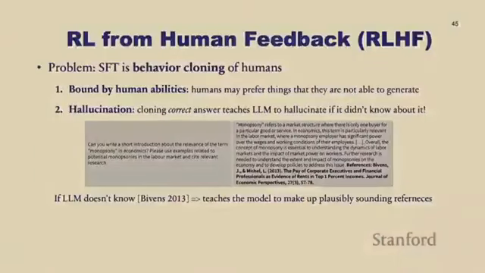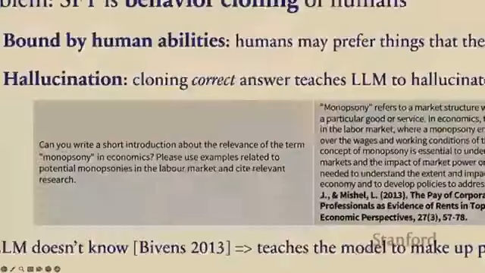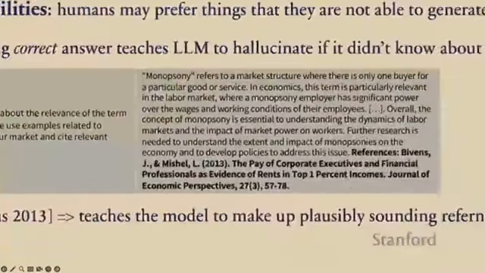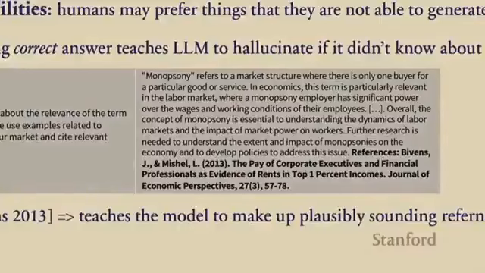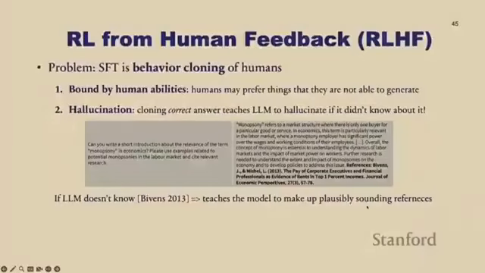To give a very concrete example, if we go back to this monopsony example, can you write blah, blah, blah about monopsony? Imagine that a human wrote a reference to a certain book. That book might exist, and that might be a correct reference. But what if the LLM never saw this reference during pre-training? Then it doesn't know that it's a correct reference. So really what you tell the model is to make up some plausible-sounding reference rather than tell the real reference that it saw during pre-training. So hallucination might be caused by this SFT. That's problem number 2. Does that all make sense?